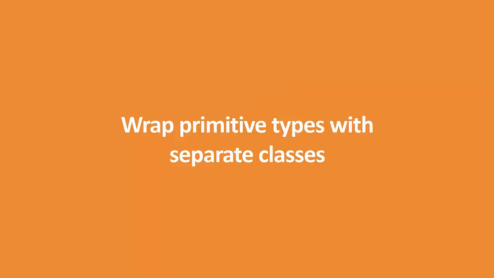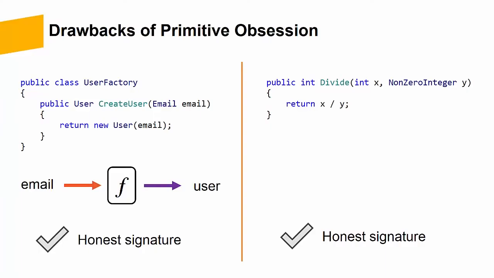So what to do with that? We need to wrap primitive types with separate classes. And we don't want to do that with all primitives, of course, only with those that have some invariance attached to them. For example, an email has some domain knowledge, some invariance attached to it regarding what constitutes a valid email. And here's what we get when we apply these principles in practice.